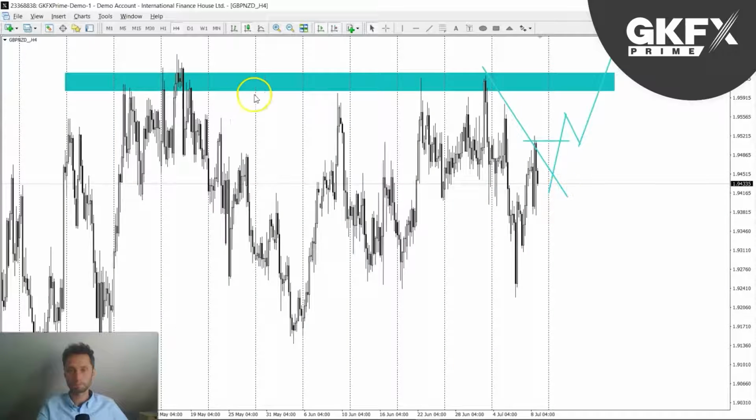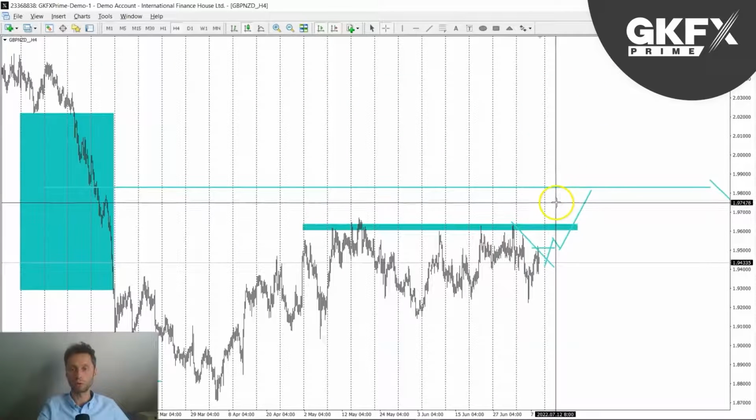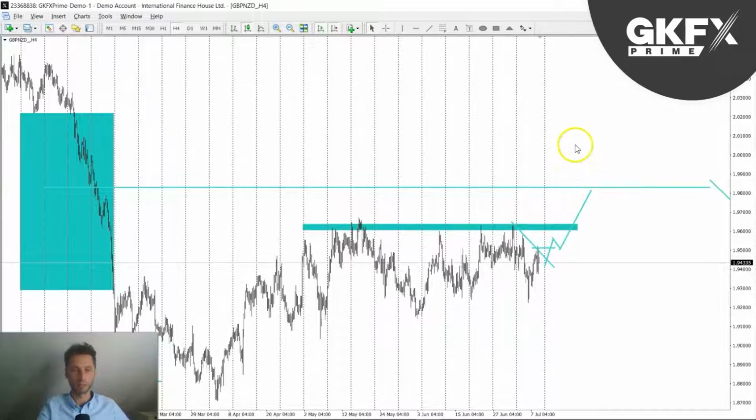Not my favorite setup, not my favorite ideal trade. We have a lot of wicks here, as you can see, so we may get some resistance at this level, or we may break right through it. Let's see how it goes.